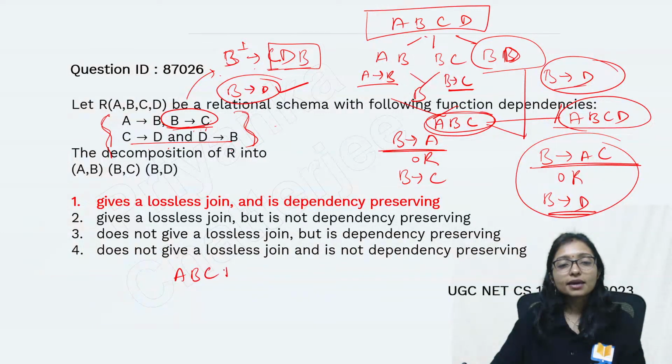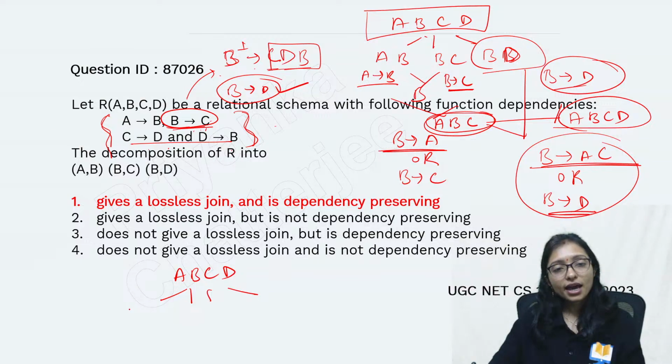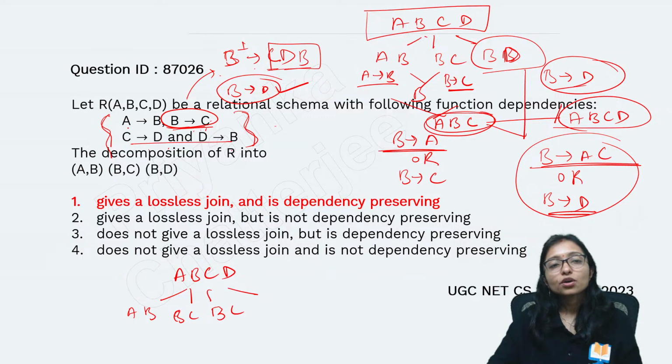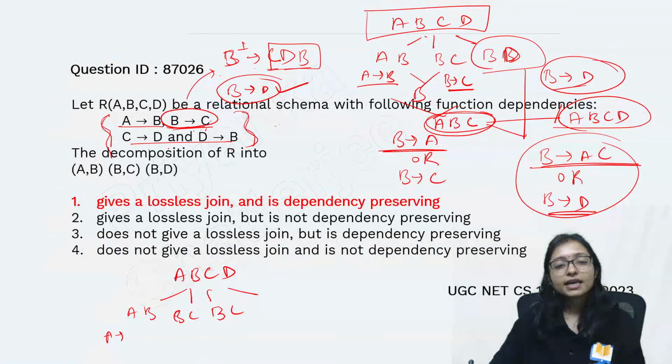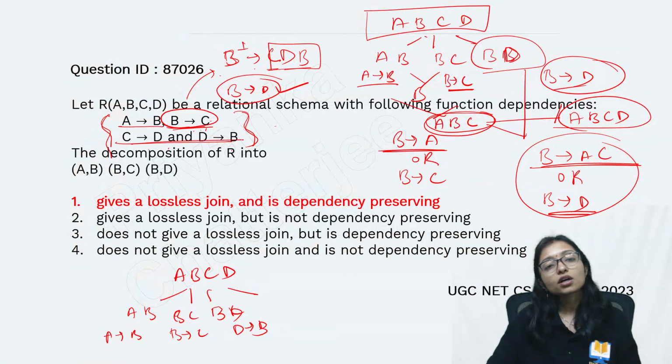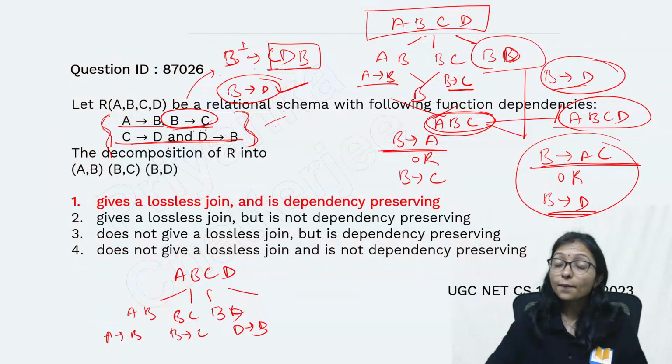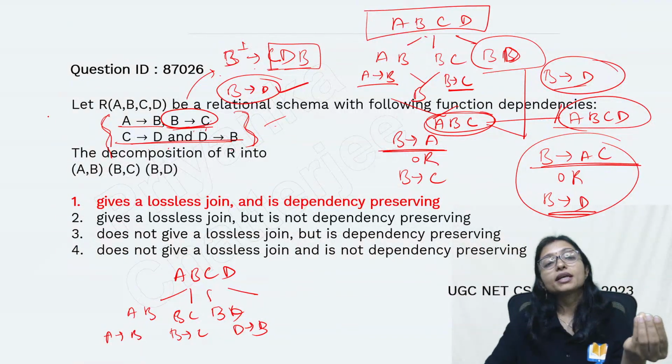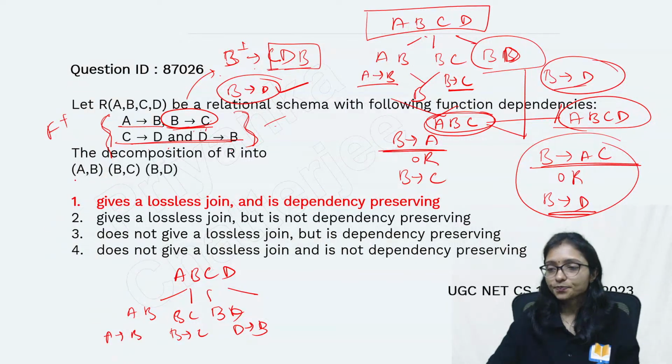Okay, here is A, B, C, D. After that, you will do here. Okay, I am getting here A, B. After that, B, C. After that, here I am getting B, D. You will divide them. It is A implies B. This is B implies C. After that B, D, right? I am getting here D implies B. And here you will do all the closure. You have to find out all the hidden dependency by doing F plus.